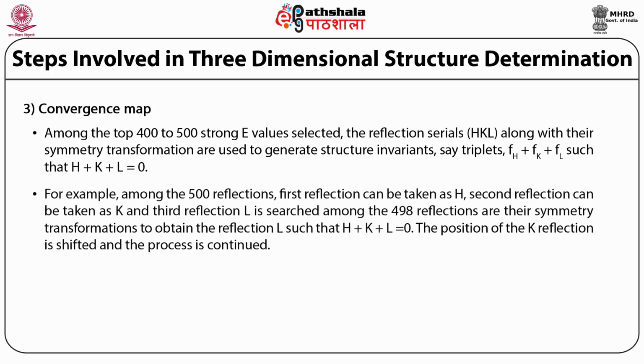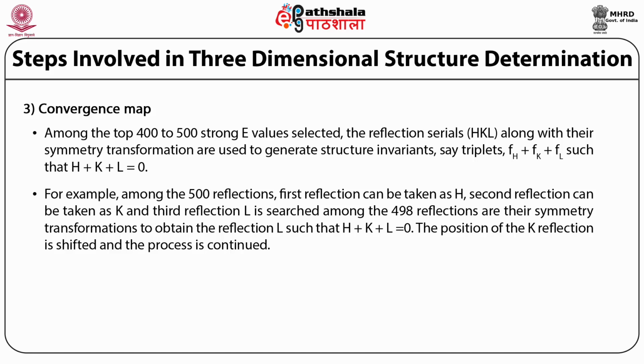For example, among the 500 reflections, the first reflection can be taken as capital H, the second reflection can be taken as capital K, and the third reflection, capital L, is searched among the 498 remaining reflections and their symmetry transformations to obtain a reflection L such that H plus K plus L equals 0. This is possible because these indices can take positive, negative or 0 values. As I told in the beginning, capital H means a set of three integers H1, K1, L1; capital K, H2, K2, L2; and capital L, H3, K3, L3.